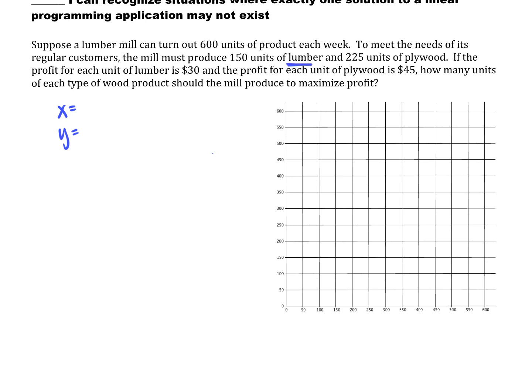Exactly. So it's talking lumber and plywood, right? I'm going to go with lumber units and then plywood units. I'm going to go with X and Y specifically since we are graphing them. It helps me with Y equals MX plus B. You know what I'm saying? What are some things that we know about lumber?